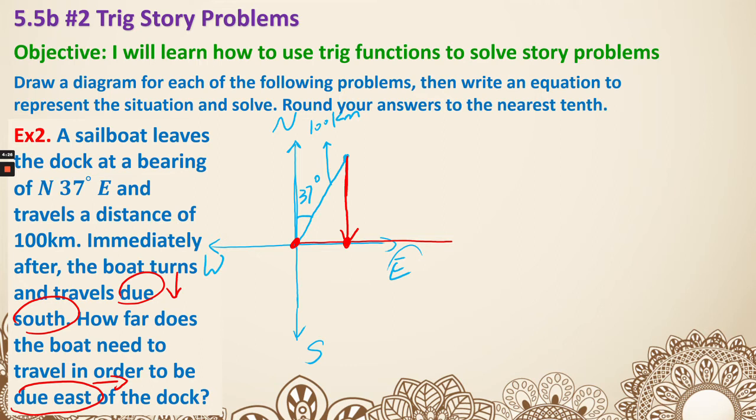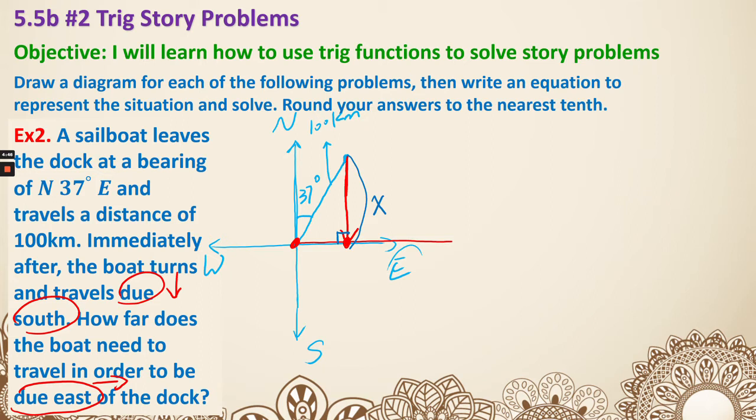So there we go. You can kind of see, because south and east clearly form 90 degrees, we do have a 90 degree angle right here. So we do have our right triangle. And it's asking how far does the boat need to travel. So this is the part that is actually asking. I'm just going to label it as x.